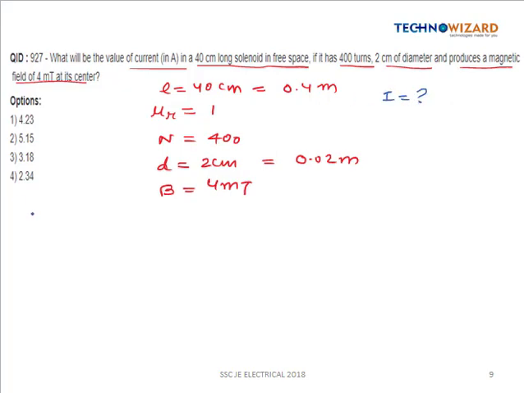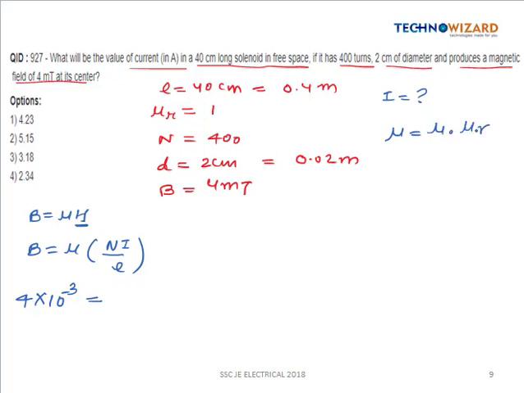We know that B is equal to mu into H, and we have to find the value of current. Also we know that H is the magnetic field intensity, which is given by Ni by L. So let us substitute the values. B value is 4 millitesla, so 4 into 10 to the power minus 3. We know that mu is equal to mu naught into mu r, so mu r is 1 and mu naught value is 4 pi into 10 to the power minus 7 Henry per meter. So let us substitute here.